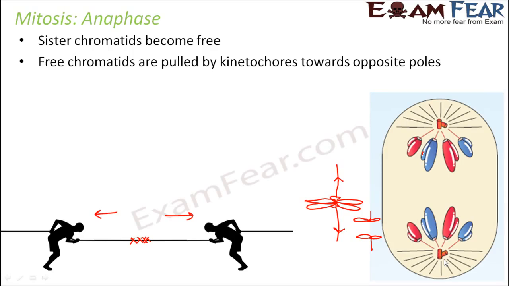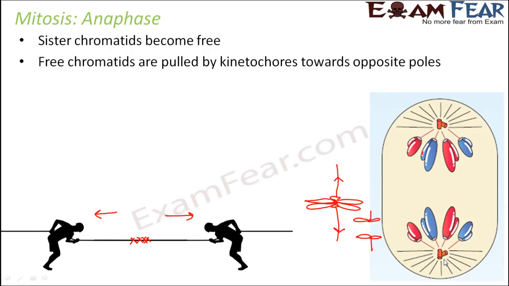Now once the sister chromatid gets separated, they are no more called sister chromatids. They are known as daughter chromosomes. So they migrate towards opposite poles due to the interaction of the kinetochores and the spindle fibers.